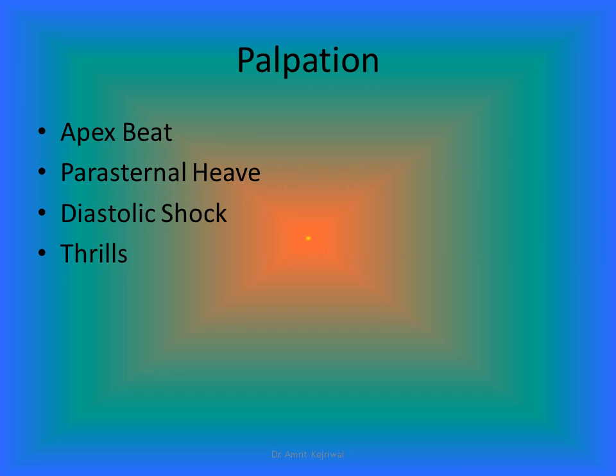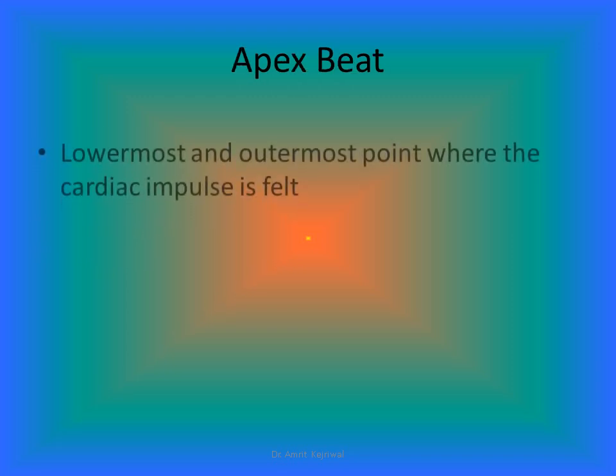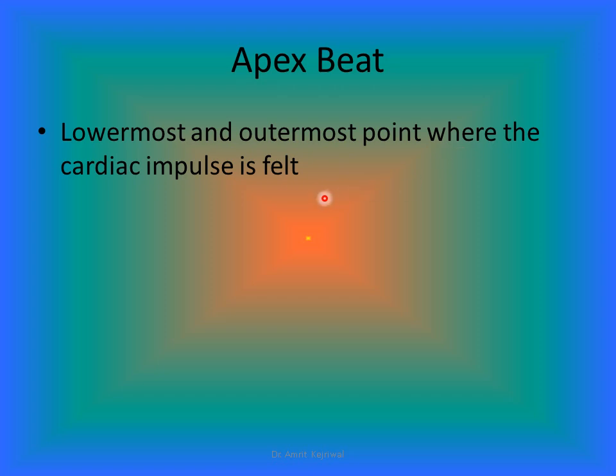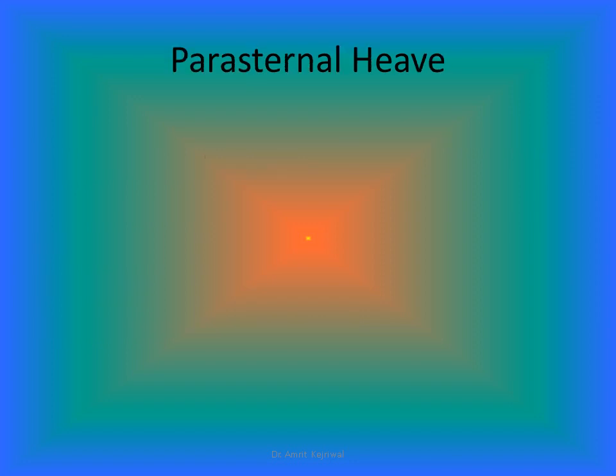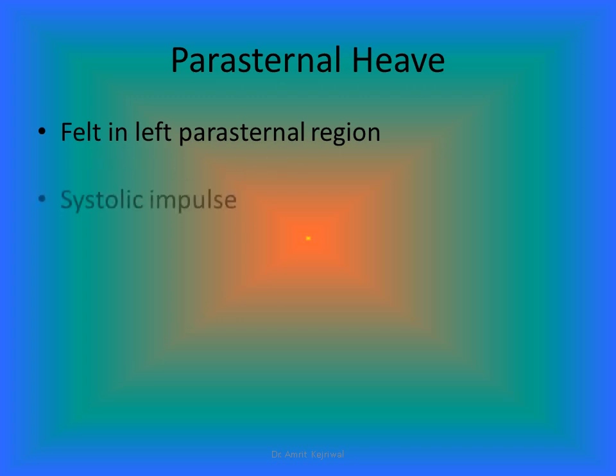Coming to palpation, palpation consists of four parts: apex beat, parasternal heave, diastolic shock, and thrills. Apex beat is the lowermost and outermost point where the cardiac impulse is felt. It's felt in systole. It can be tapping in character or heaving. It can be well sustained or ill sustained. There are many words to describe the apex beat. I'll be making a separate lecture only on the apex beat in subsequent lectures. Parasternal heave is felt in the left parasternal region.